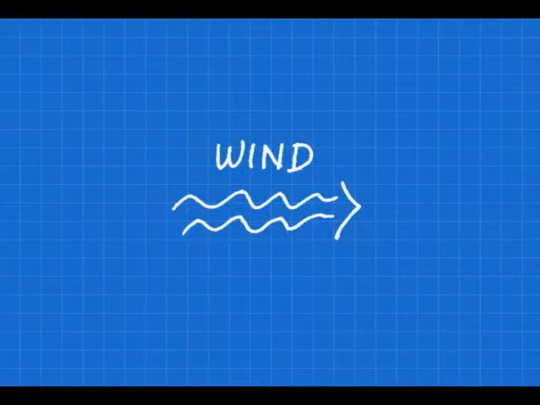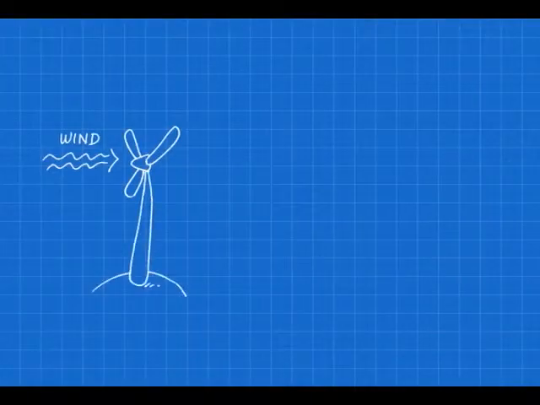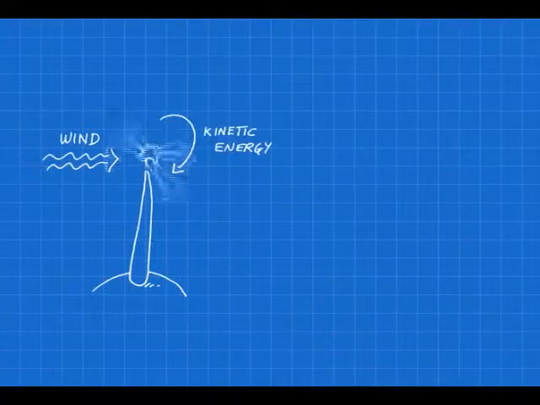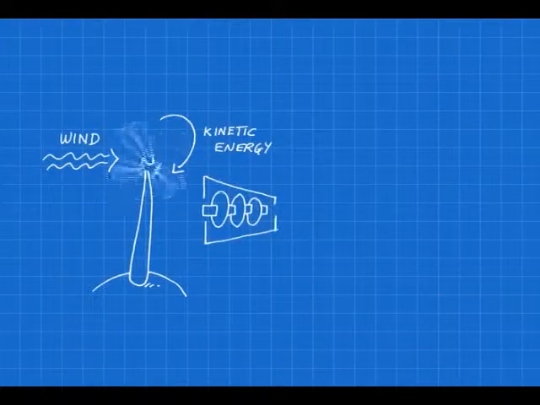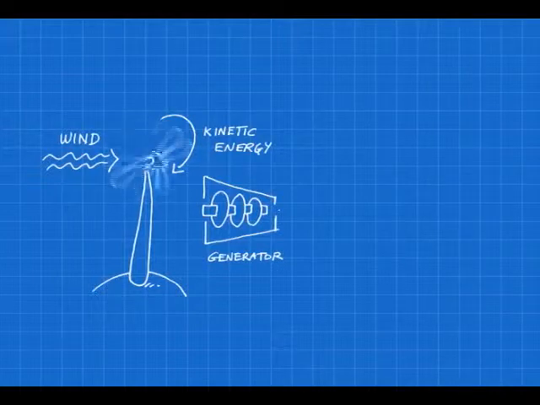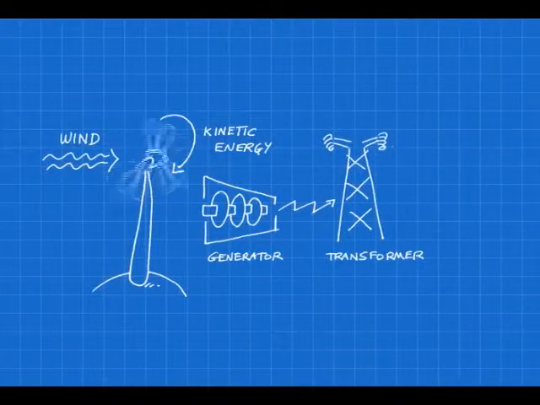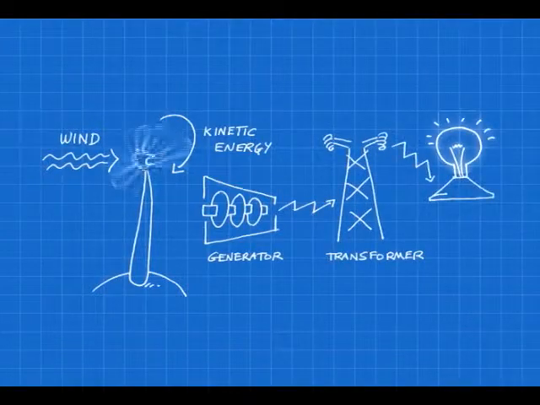First, we have the wind. So here's our wind turbine. As the blades spin, the windmill captures the kinetic energy of the wind. Inside the turbine, we have a generator, and the rotor of the blades make the generator spin around, which makes the electricity. The generator sends electricity where it's then transformed into the electricity that you use in your homes.